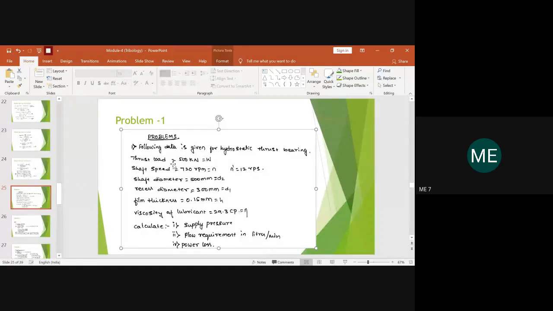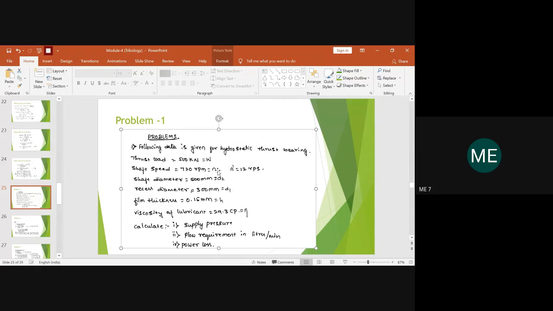The thrust load is given as 500 kilonewton. This thrust load is nothing but the load which will be acting in the normal direction, so our W will be equal to 500 kilonewton. Then they have given the speed with which the shaft is rotating, which is 720 rpm, which is nothing but N.